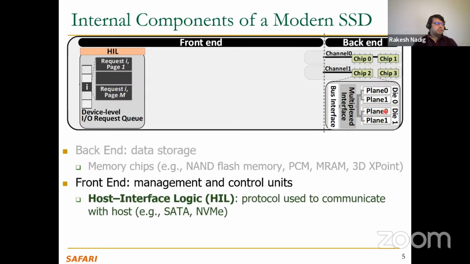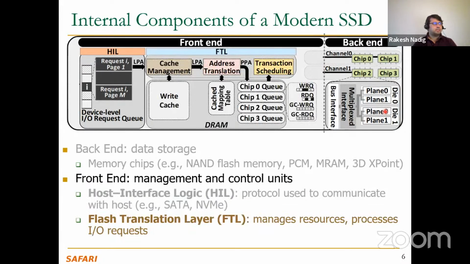Now we look at the front end. The front end has a host interface logic, or the host interface layer, which implements the protocol that is used to communicate with the host. Two popular examples are SATA and NVMe. The host interface layer basically tries to improve the parallelism between the host and the SSD. And then we have the flash translation layer, which performs a bunch of functions and manages the resources of the SSD.